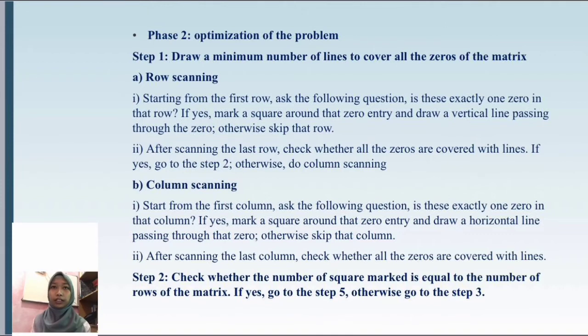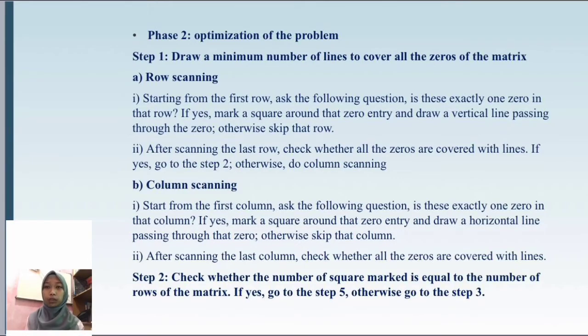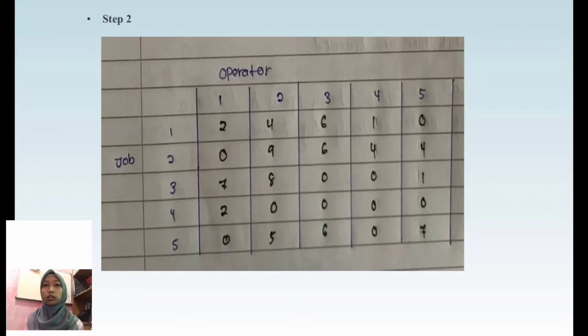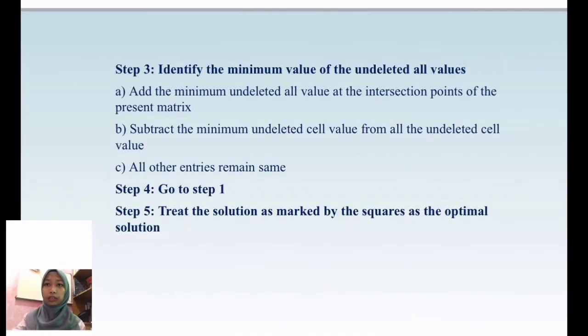For step 1, draw a minimum number of lines to cover all the zeros of the matrix. There is row scanning and column scanning. We can go to step 2, check whether the number of squares marked is equal to the number of rows of the matrix. If yes, you can go to step 5, otherwise you can go to step 3. Okay, next slide.